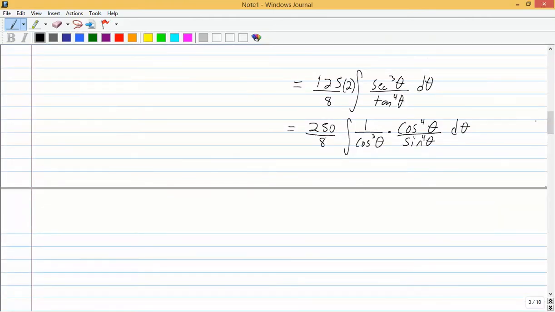Alright, so all I did is I brought tangent to the top and made it cotangent to the 4th. And then cotangent is cosine over sine. So all but one of those will cancel out. So I have 250/8 times the integral of cosine of theta over sine to the 4th theta d theta. So now this becomes a pretty easy integral. Does anybody see it?